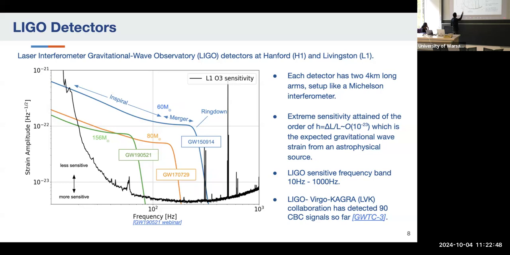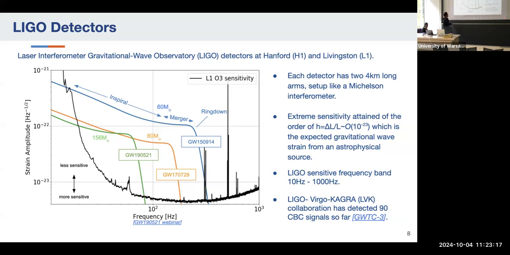So here we can see the inspiral, merger and ringdown for a 60 total solar mass event, which was the first event, GW150914. Now, as we increase the total mass of the binary, the merger frequency, which is inversely proportional to the total mass, decreases. So we see that the frequency seen in the detector is decreasing as we increase the mass.